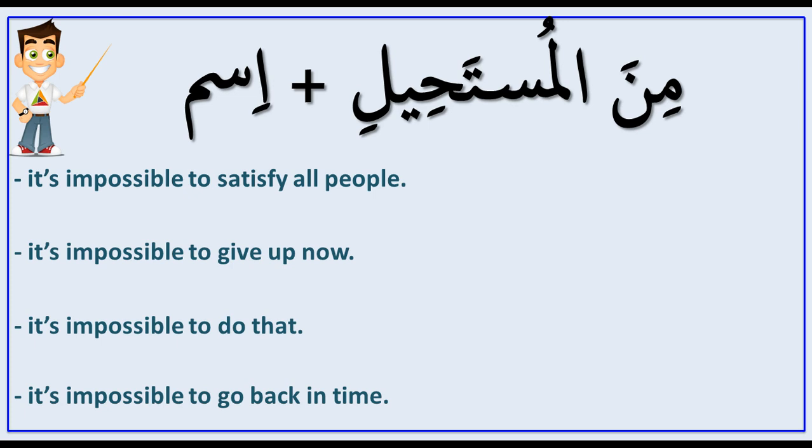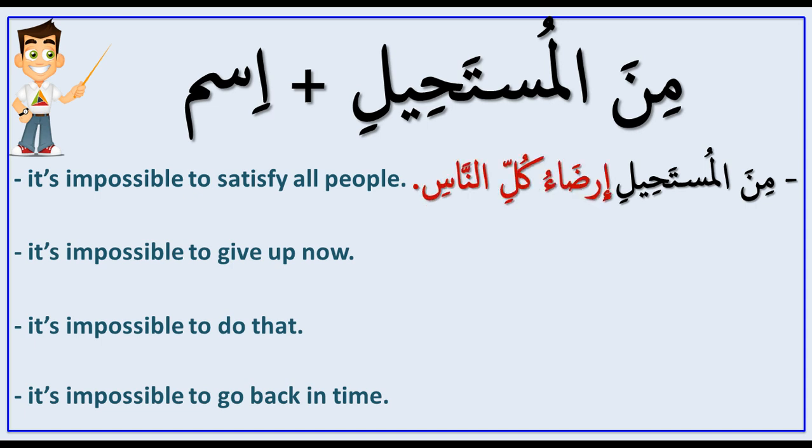So we say first من المستحيل. Okay, and to satisfy all people, إرضاء كل الناس. من المستحيل إرضاء كل الناس. إرضاء satisfy. Okay, كل الناس, all people. من المستحيل إرضاء كل الناس.